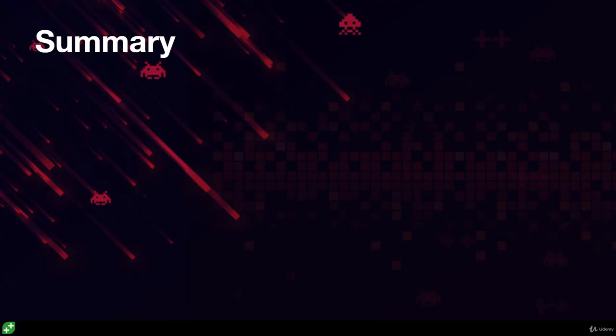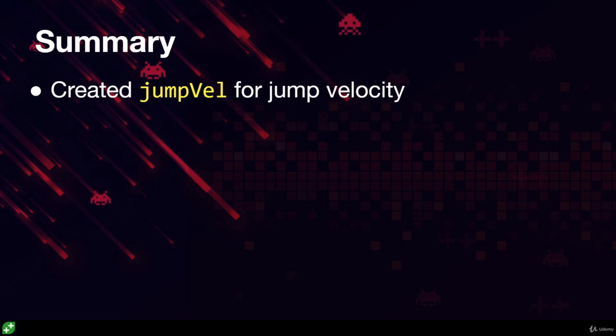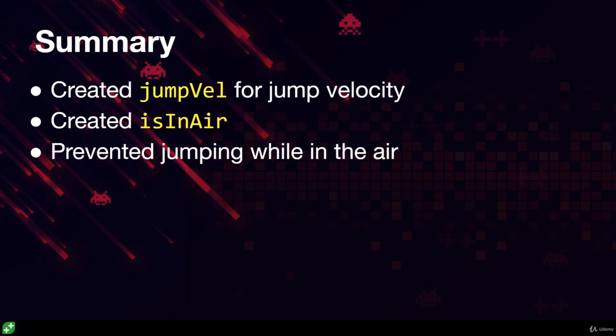Okay, so in summary, in this video, we created a variable jump vel for the jump velocity. We made this negative so that we could add jump vel whenever we want to jump. We created a Boolean called is in air, and this Boolean is true when the rectangle is in the air and false when it's not. And we prevented jumping while in the air using this new Boolean value. We used the negation operator, although you could have used the comparison operator and compared is in air to false. Either solution would work. Great job! We now have a solid jumping mechanic for our game.